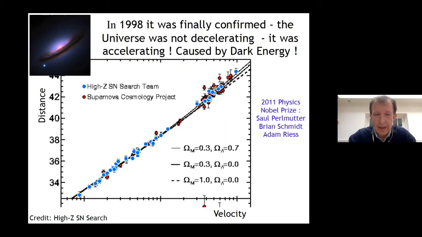So the universe is expanding, and then it began to look like we needed this cosmological constant term. And in 1998, it was finally confirmed. The universe was not only expanding, it wasn't decelerating, it was not slowing down, it was accelerating. Something was causing the galaxies to move apart even faster the further out they were.